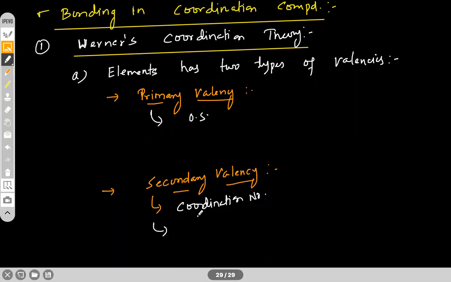Second point I said, satisfied by either negative ion or neutral molecules. Primary valency is satisfied by only negative ions, okay? It is represented by a dotted line like this. This one is represented by a solid line like this. Write down, it is represented by thick lines or solid lines.